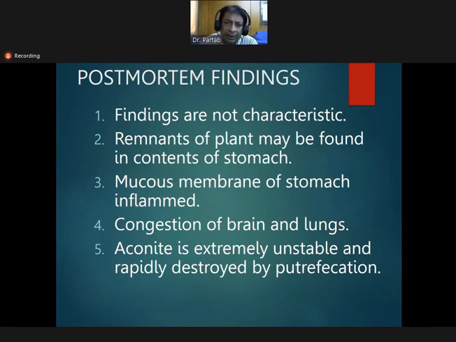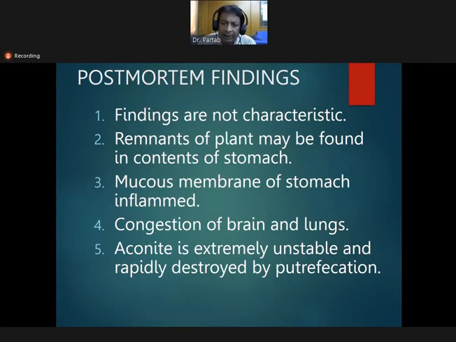Postmortem findings are not characteristic. No specific findings can be found on the human body. Remnants of the plant may be found in the contents of the stomach. The mucous membrane of the stomach is inflamed. You can see it in the postmortem when you open the viscera. You can see redness of the mucous membrane of the stomach, and congestion of the brain and lungs.